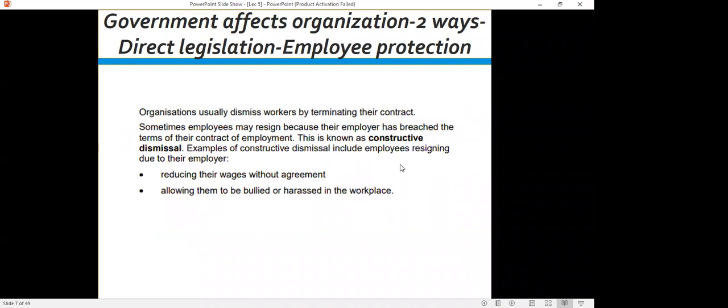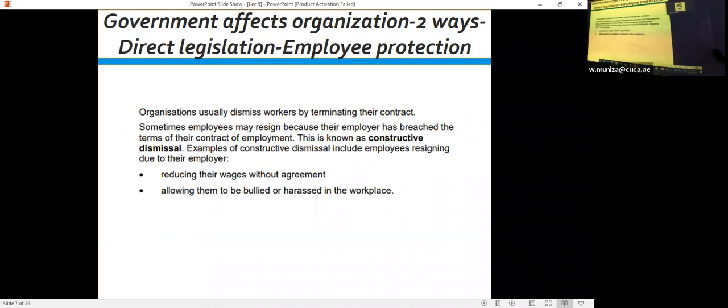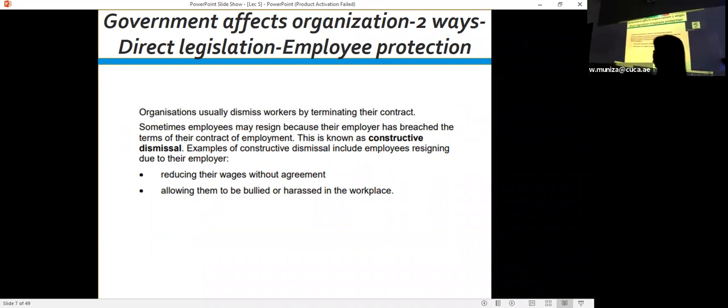Okay, great. Now, under direct legislation, as we have discussed, the organizations have to follow the Employment Protection Acts, which are made by the government. Let's start reading it, and then we are going to have a detailed look.